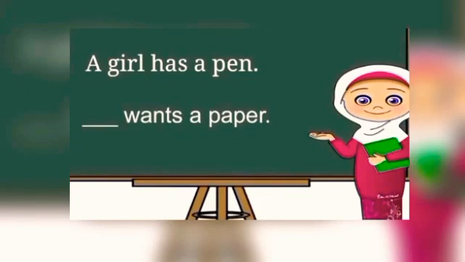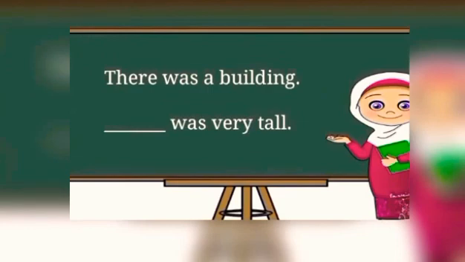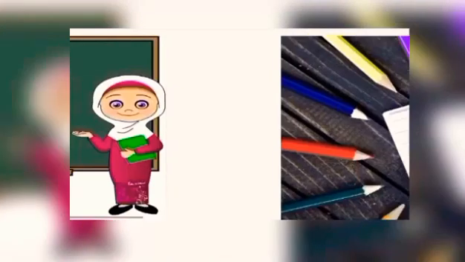A girl has a pen. Dash wants a paper. A boy gives Dash the paper. Dash drawing was nice. There was a building. Dash was very tall. Last one. Akash written a book by Dash.